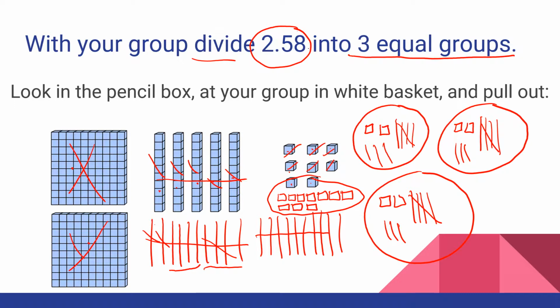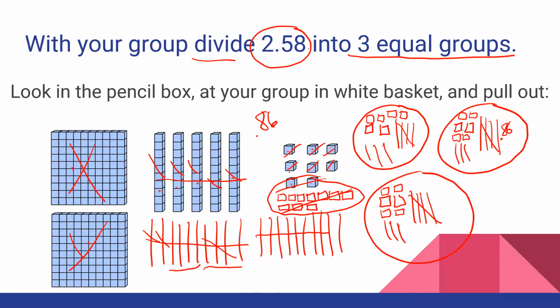I can divide 12 by 3. It gives me 4 each. So 1, 2, 3, 4 in each group. So all these hundredths are gone. Now just look and see how much is in each group. Well, I've got 5 tens, 6, 7, 8 tens, plus 1, 2, 3, 4, 5, 6 hundredths. So that gives me 86 hundredths in each box.